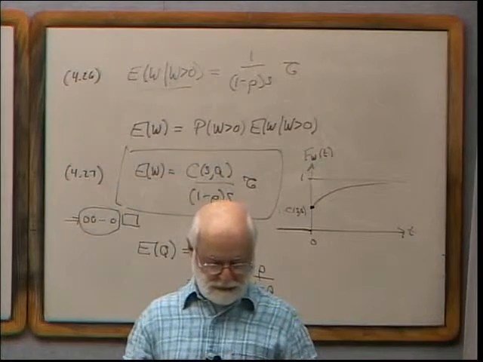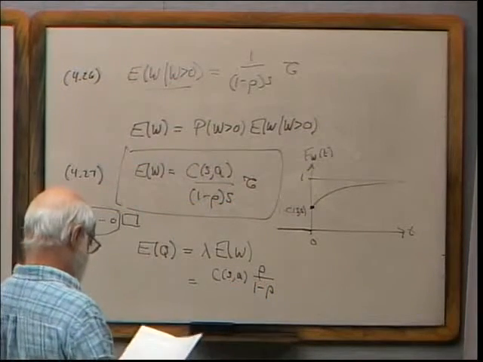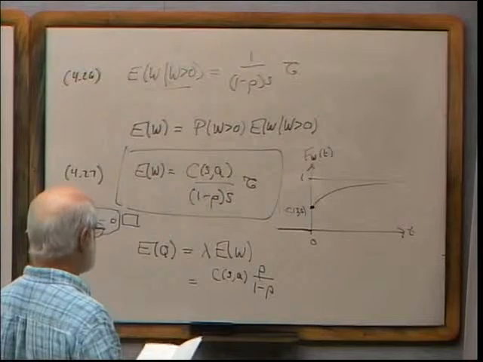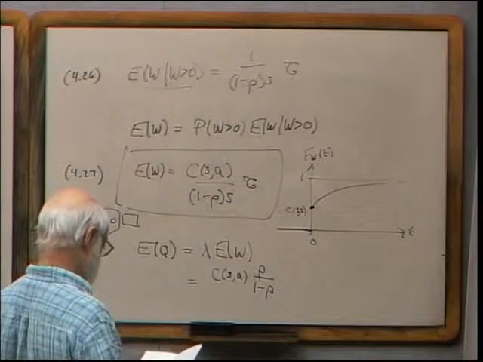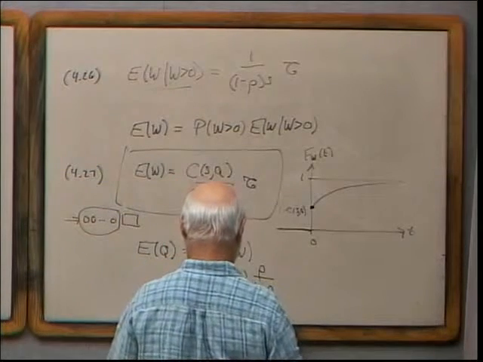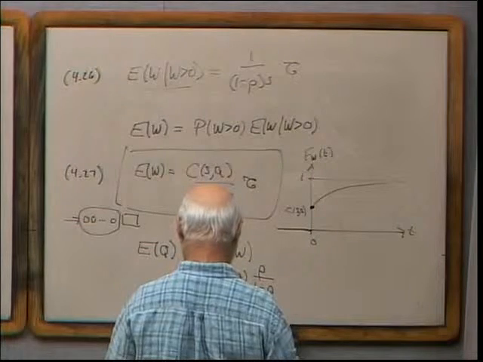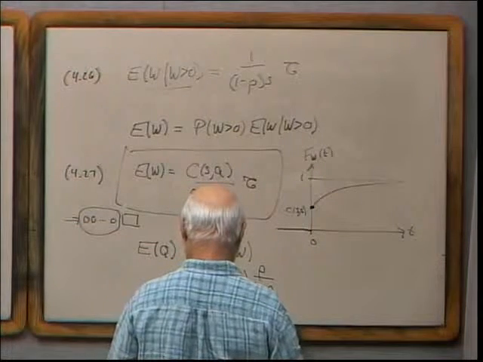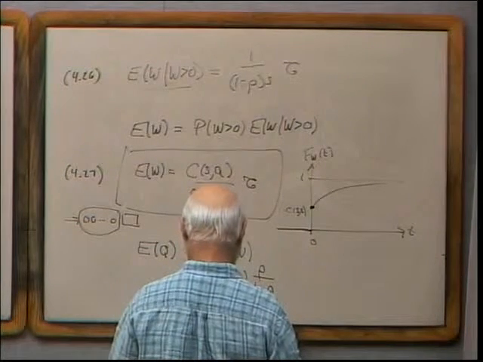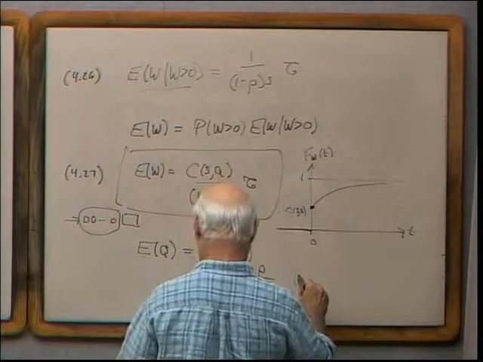This is equation, let's see, average queue length, 4.27 in the textbook. No, wait a minute. This is, well, it's 3.37. I don't believe it's in my textbook, but it's 3.37 in Bertsekas and Gallager.